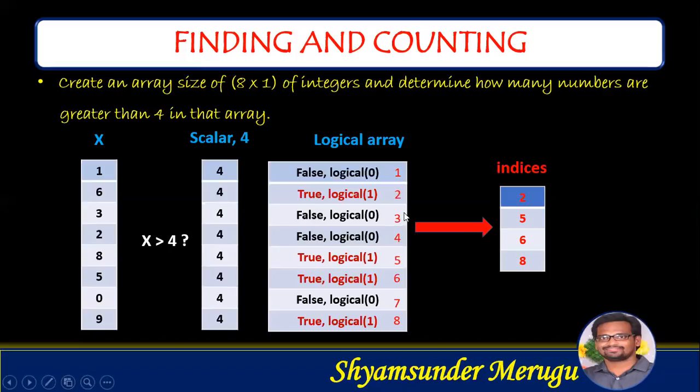So here location 2, location 5, location 6 and location 8 are the indices where the values are greater than 4 when we compare the vector array x with the scalar 4. Now how many indices have a value greater than 4 within the variable x can be found by using the length function, and the value is 4 here.